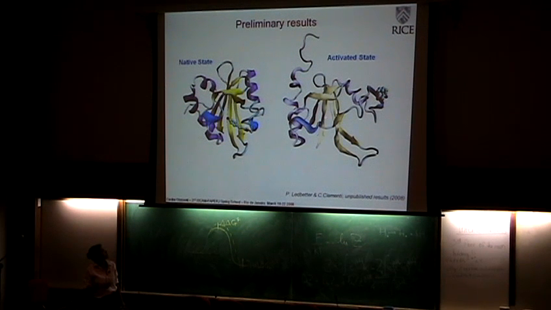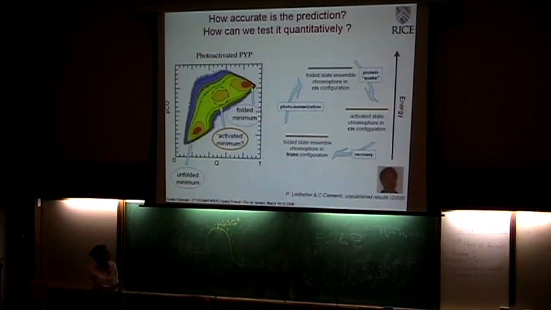So this is the native state. This is a snapshot of one configuration in the activated state. We have a very large ensemble in the activated state. So what I'm talking about here is that we want to obtain full-atom pictures of the configurations in this state here.